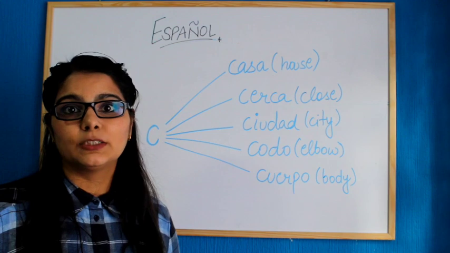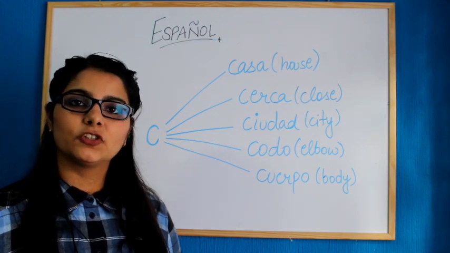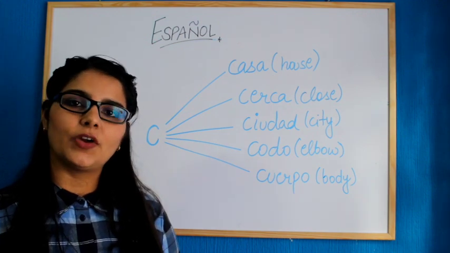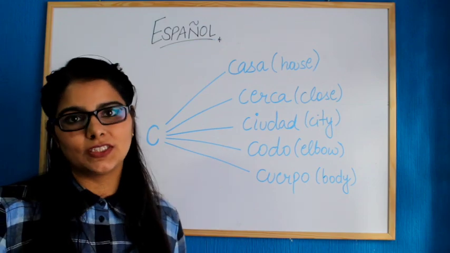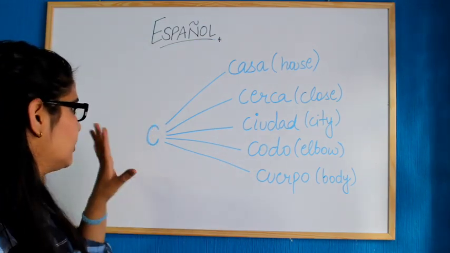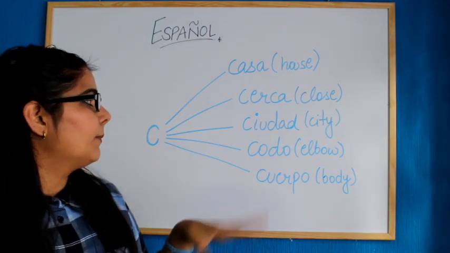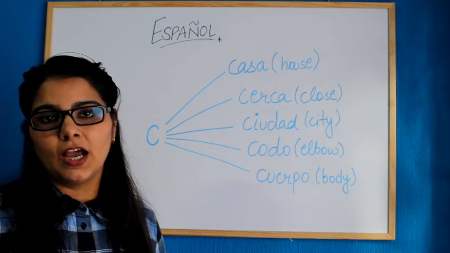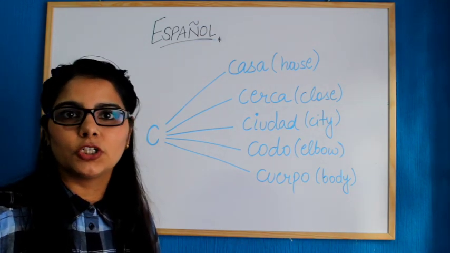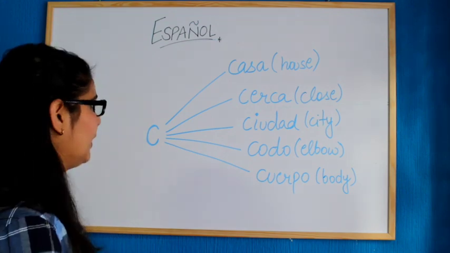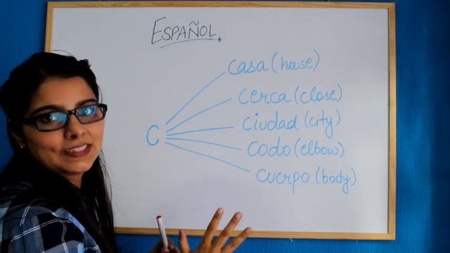La C de Spanish is very confusing because it creates more than one sound. So let's try to understand the system which influences the sounds. Okay, so this is letter C. Before beginning with the functioning, I would like to give some examples so that you understand it in a very detailed way. These are some words beginning with C.